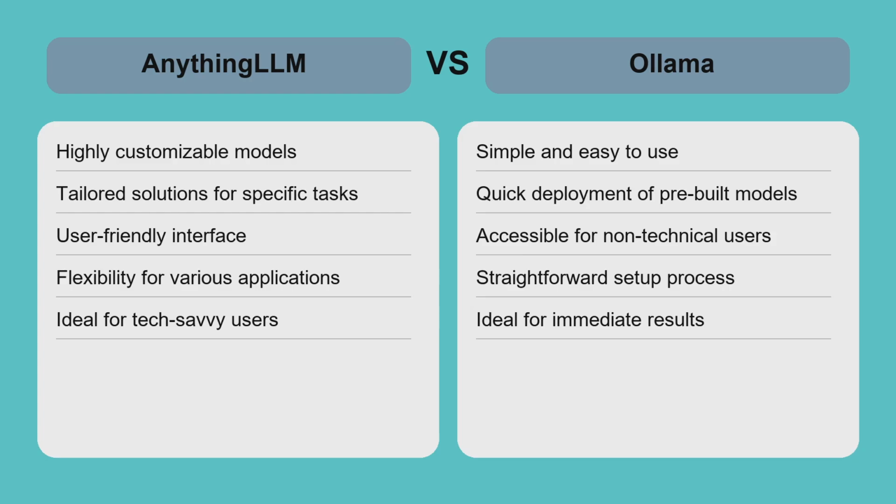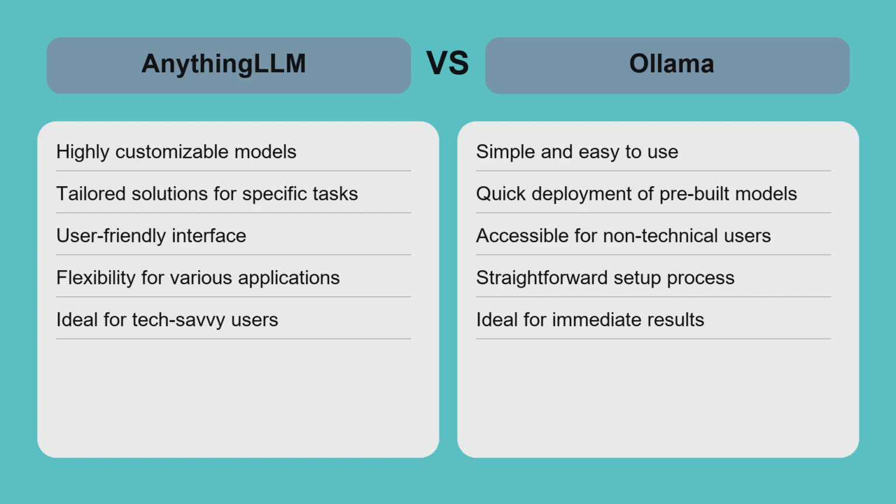When comparing AnythingLLM and Ollama, consider your specific needs. If you require a highly customizable AI tool that can adapt to various tasks, AnythingLLM is the better choice. Its flexibility allows for tailored solutions, making it ideal for developers and businesses with unique requirements. On the other hand, if you prefer a straightforward tool that offers quick deployment and ease of use, Ollama stands out. It is perfect for users who want to integrate AI into their workflow without the complexities of customization.